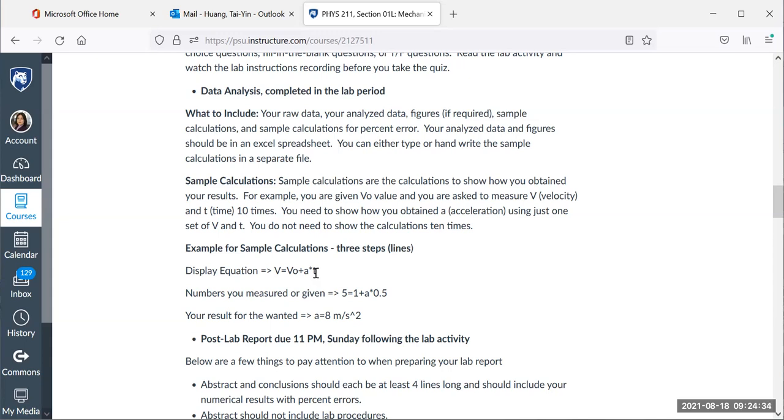You might run the experiment 10 times. So in other words, you might have 10 data points. You only need to show one set. So you don't have to do all 10 calculations. You just need to pick one of them to show the numbers given and the result that you got. Okay.